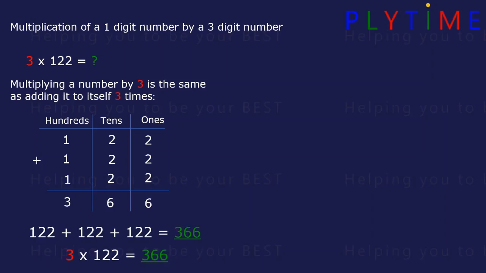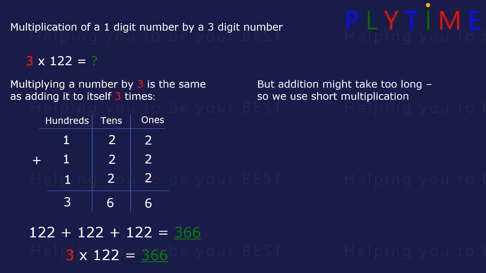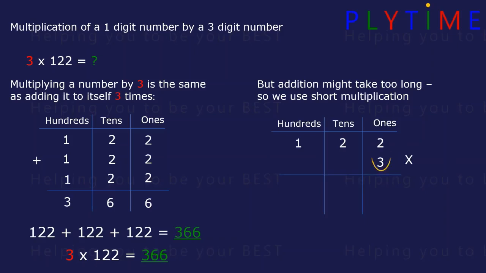It's the same as 3 times 122 is 366, but it might take too long to use addition, so we use short multiplication. In our columns, start with the ones, 3 times 2 is 6, then the next number, 3 times 2 is 6 again, and finally to the hundreds, 3 times 1 is 3. So we end up with the same number, 366.